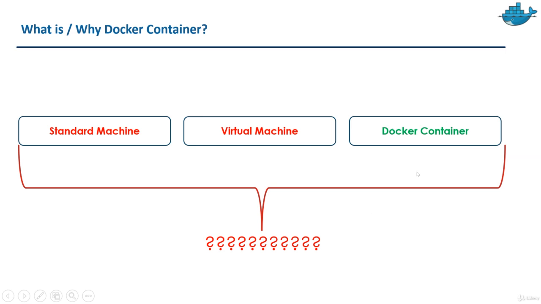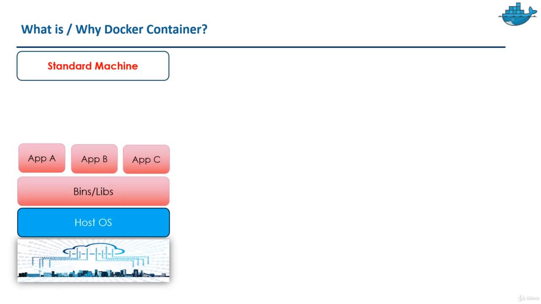So what are Docker containers in detail? In this lecture itself, a standard machine. A standard machine may be in cloud infrastructure or on your own premises. On top of that, you will get one host operating system. And on top of your host operating system, say if you want to develop any application A, application B, or application C, you need binaries and libraries for that.